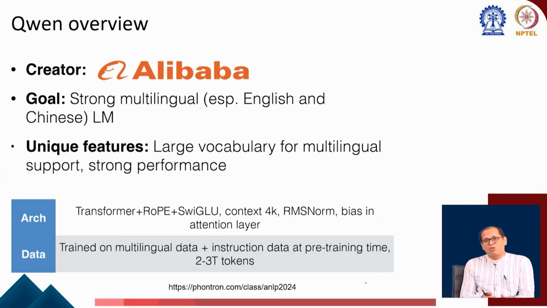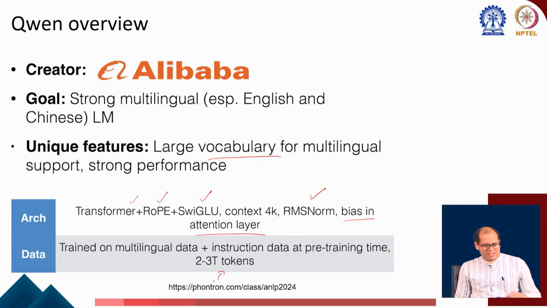Then you have another model, Qwen, that has become very popular, from Alibaba Group. It is very strong multilingual, especially on English and Chinese, the original model, and they use a large vocabulary for multilingual support. So, in terms of architecture, you see the same thing: transformer plus rope plus swiglu, RMS norm. They had something additional called bias in the attention layer. We will briefly see what that is, and again roughly 2-3 trillion tokens, with instruction data at pre-training time.